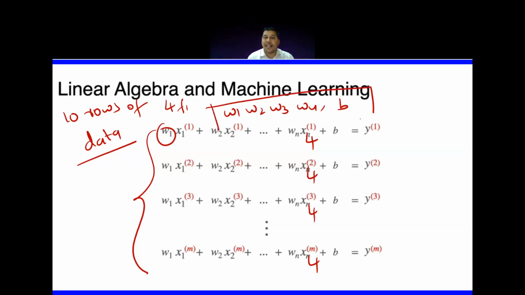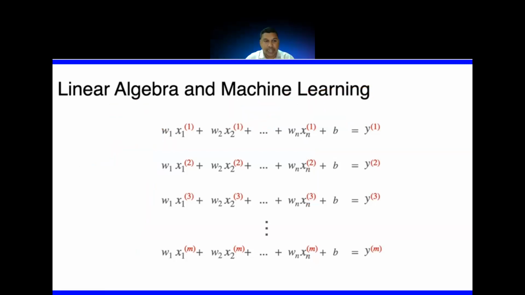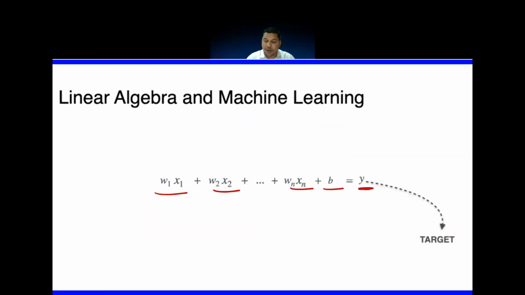When you can find out these values of W1, W2, W4, and B, then you can get one single equation. Again, I'll repeat quickly what I'm trying to do. If I have one data set, only one record of information with me, I am forming this one equation.